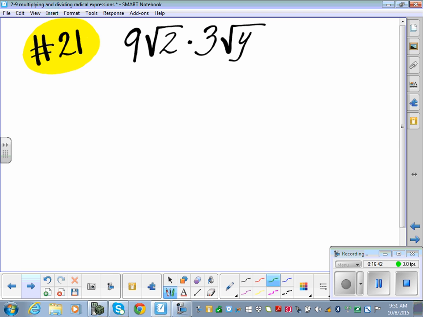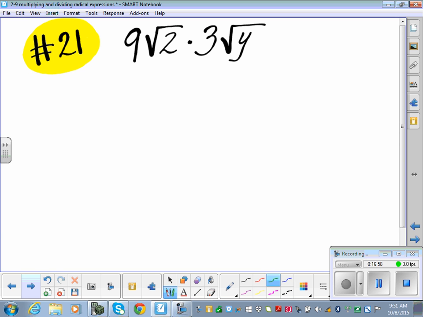You multiply them if they're the same root. Now if there's stuff already on the outside, you're going to multiply those things together as well. So look at number 21. 9 times the square root of 2 times 3 times the square root of y.